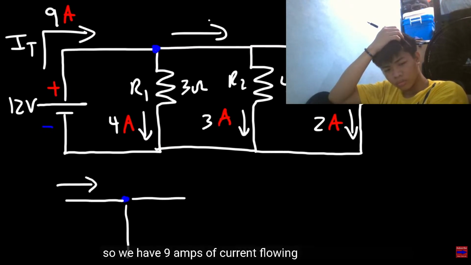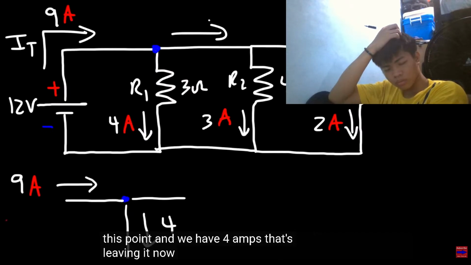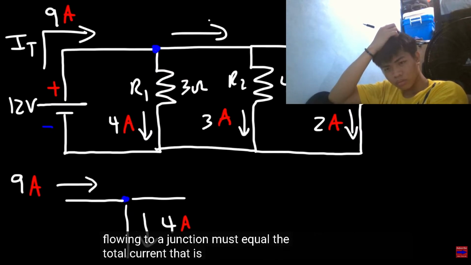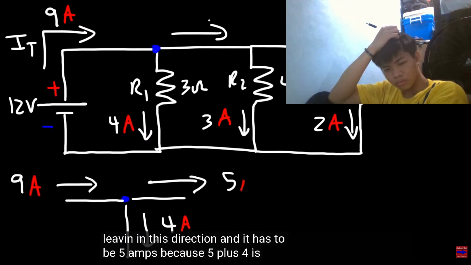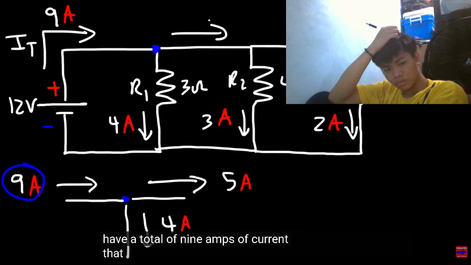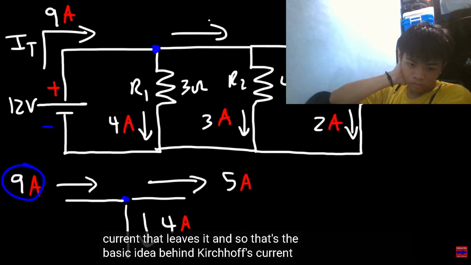So we have 9 amps of current flowing to this point, and we have 4 amps that's leaving it. Now the current that is flowing to a junction must equal the total current that is leaving a junction. So we have to have current leaving in this direction, and it has to be 5 amps because 5 plus 4 is 9. So we have a total of 9 amps of current that enters this junction, and 9 amps of current that leaves it. And so that's the basic idea behind Kirchhoff's current law.